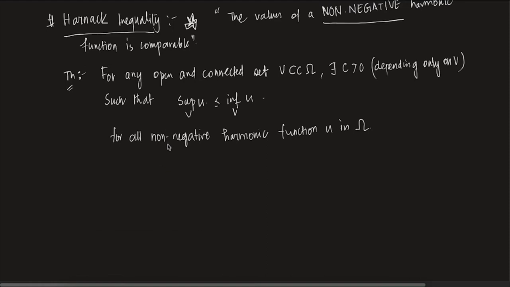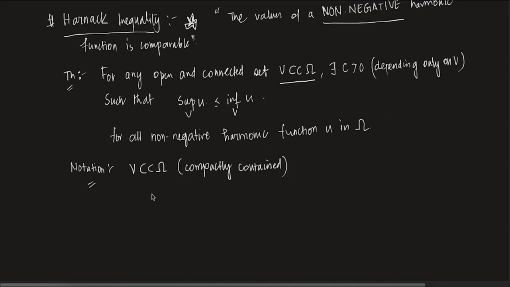Here there are some particular things which I want you to understand. Some notations which I need you to understand. First of all, I am saying V is compactly contained in omega. What does that mean? Let's just understand that. V is compactly contained in omega. This means compactly contained.